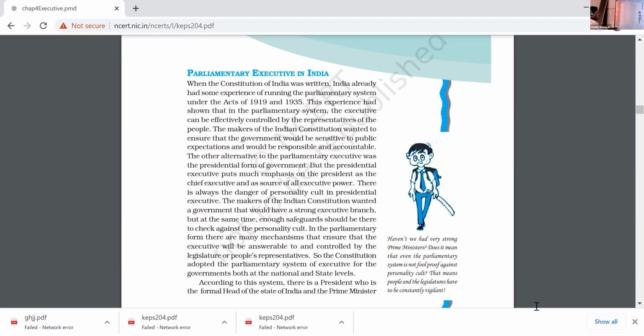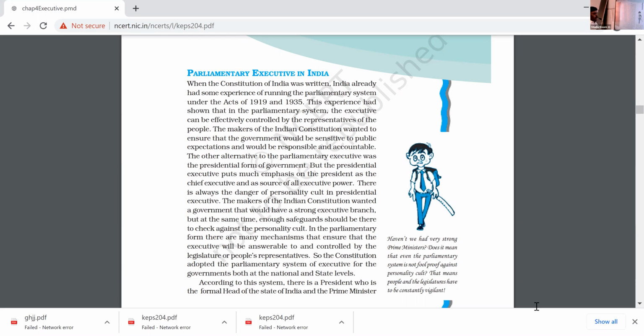The other alternative to the parliamentary executive was the presidential form of government, but the presidential executive puts much emphasis on the president as the chief executive and the source of executive power. In the parliamentary system, the government is responsible to the people, but in the presidential system, the executive is headed by the president, who is not accountable to the people or to the legislature. Just keep that idea in your mind. There is always the danger of a personality cult in the presidential executive. That particular individual will decide, as per his whims and caprice, his moods and attitudes. Sometimes it might be a good decision, and sometimes a bad one for the development of the country or the welfare of the people. So trouble is there along with the presidential system.